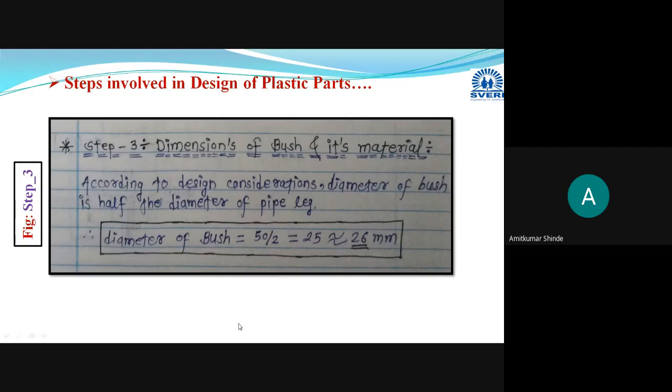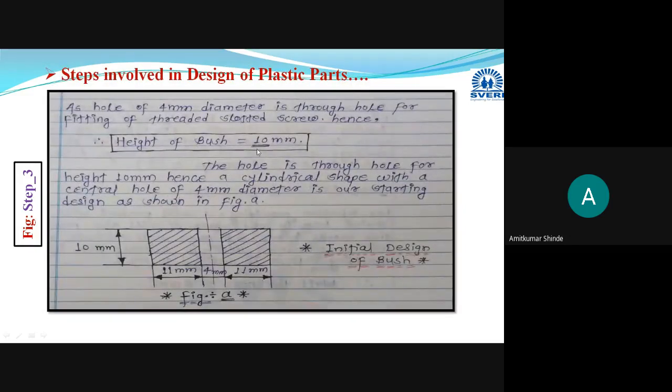Then in this third step, we are going to decide the dimensions of the bush and its material. We have decided its diameter, then we are going to decide the height. We have decided the height as 10 millimeter. Where does this 10 millimeter come from? A pole of 4 millimeter diameter is provided there to fit the screw, having length 10 millimeter. As we are going to provide one screw with 4 millimeter diameter and 10 millimeter length, the height of this bush will be 10 millimeter.